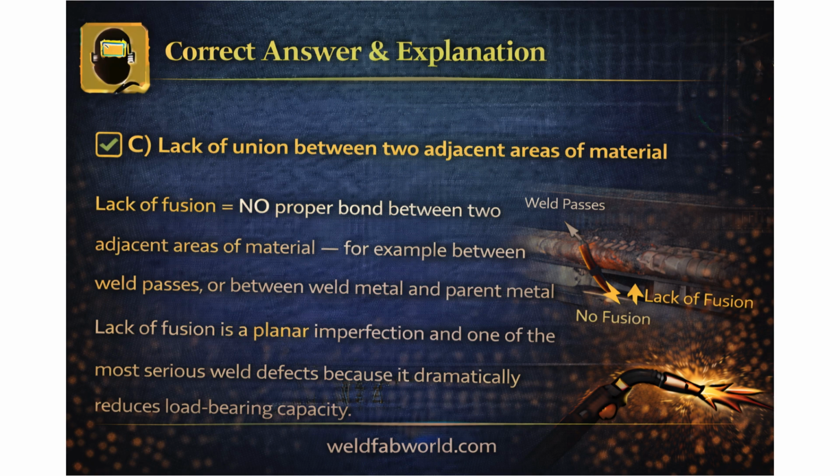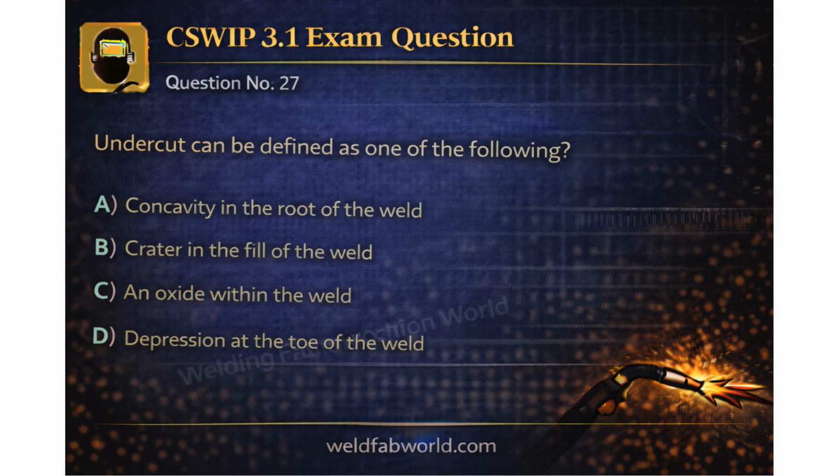Answer. C. Lack of union between two adjacent areas of material. Explanation: lack of fusion equals no proper bond between two adjacent areas of material, for example between weld passes, or between weld metal and parent metal. Question 27. Undercut can be defined as one of the following?